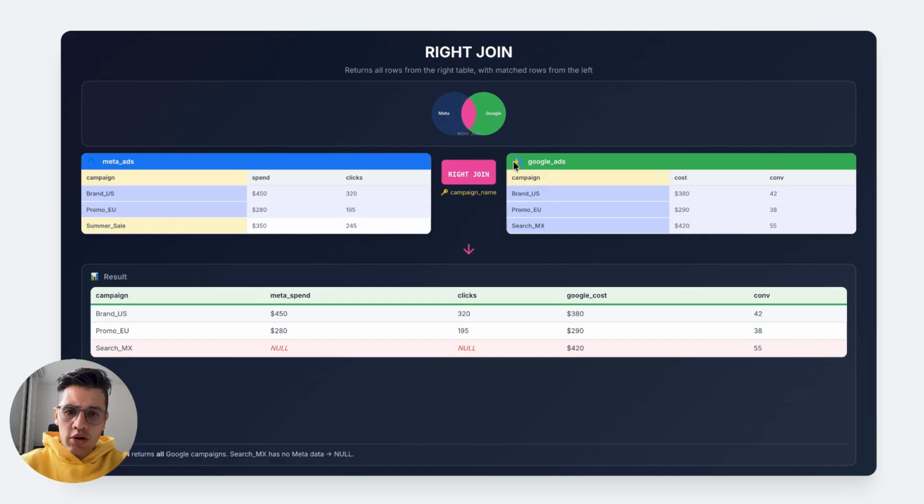In this case, what we are going to do is take all the information from the right table, in this case the Google Ads table, and for the matching rows, we're going to add the information from the meta ads table. So the resulting query will be this one.